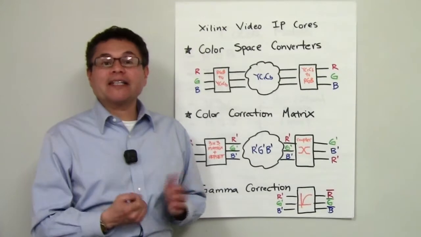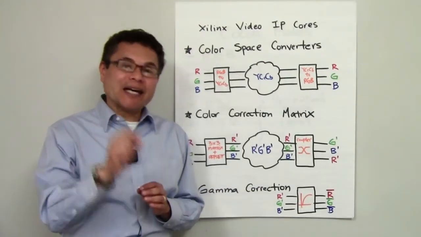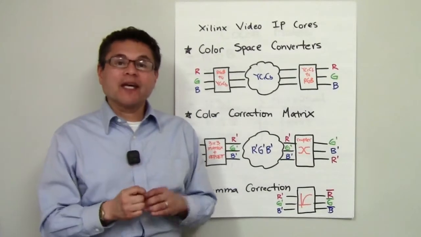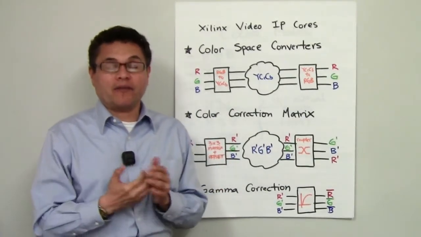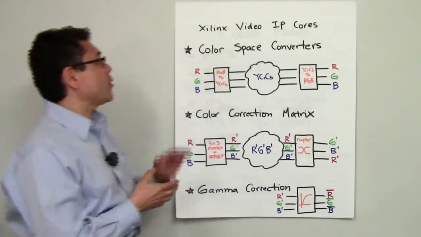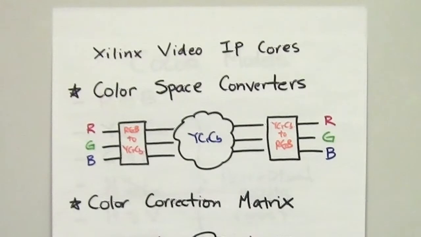Xilinx provides a portfolio of cores that are geared exactly to solve this problem. In the next two graphs, we will see some of the IP cores that are available. Let's start with what we call a color space converter. A color space converter performs a very fundamental function.